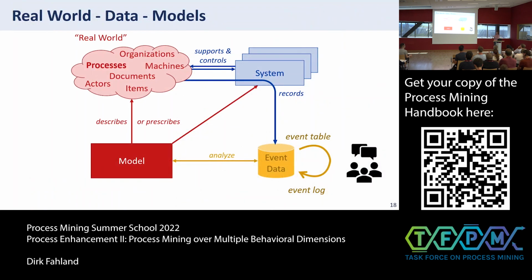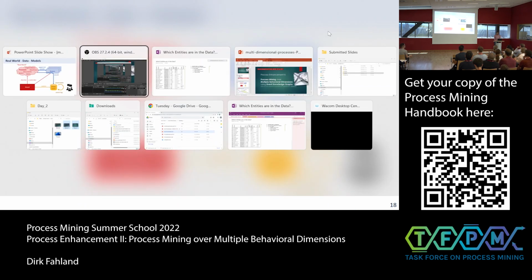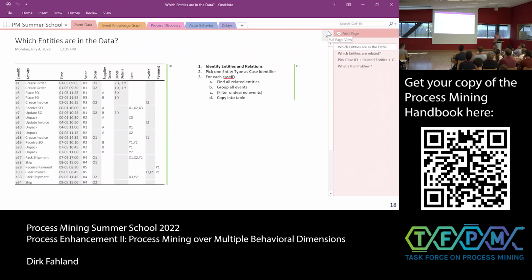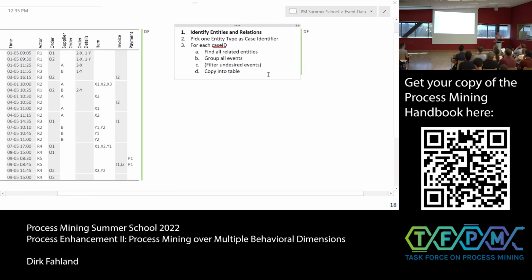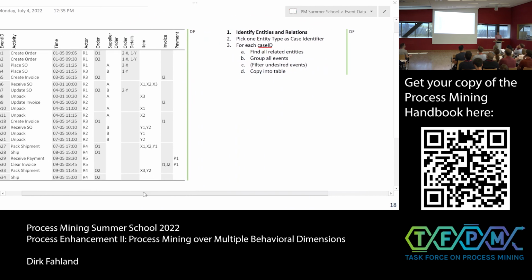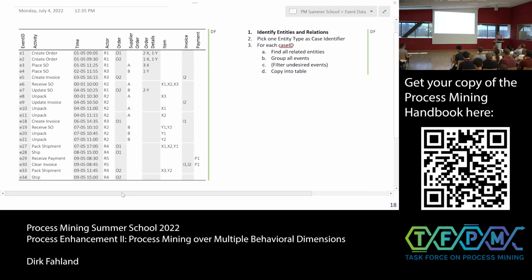So we have an event table. We need to pre-process our event data to obtain an event log. How do you do this? On the right-hand side, you see the recipe. The first thing you need to do is identify the entities in the data and the relations between the entities. Then we're going to pick one entity type as case identifier, and then we're going to group things. So what are the entities that are in this data?